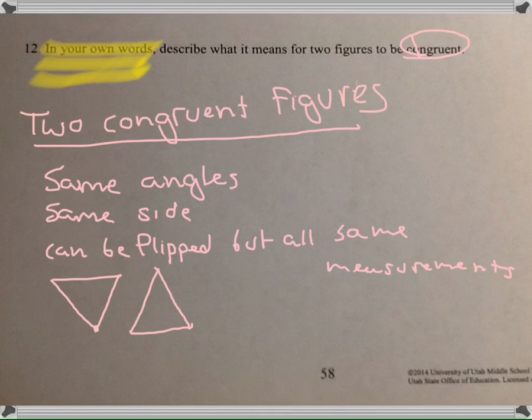The last question asks, well, question 12 asks, in your own words, describe what it means for two figures to be congruent. Remember, this is in your own words, so these are just some of the things that could have been mentioned. So when two figures are congruent, all the angles stay the same between the image and the pre-image. All the sides stay the same within the pre-image and the image. And the image can be flipped in any direction, but as long as all sides, angles, area, perimeter, etc., all measurements stay the same, they are congruent. And that's it. Thank you.